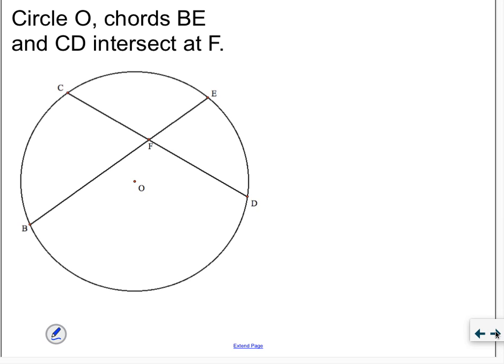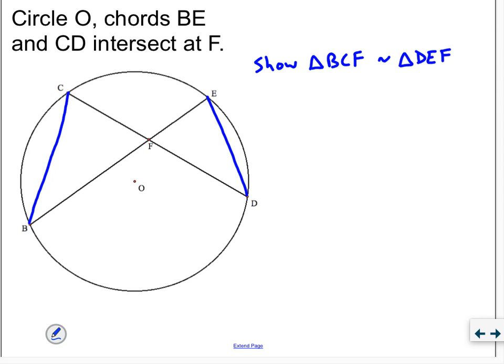The first one has circle O. There's chords BE and CD that intersect at point F. So what I want to do here is draw in two other chords. I'm going to draw in chord BC, and chord DE. And I'm going to say, I want to show that triangle BCF is similar to triangle DEF. Hey, do you see this little symbol here? Did you know that that meant similar? In geometry, we use that to show that two things are similar.